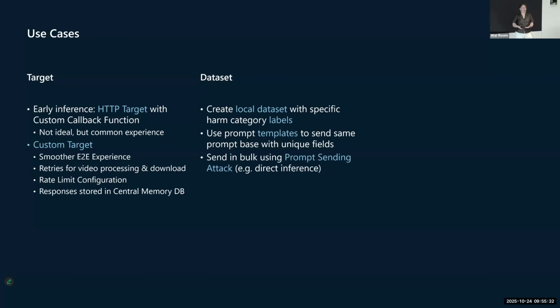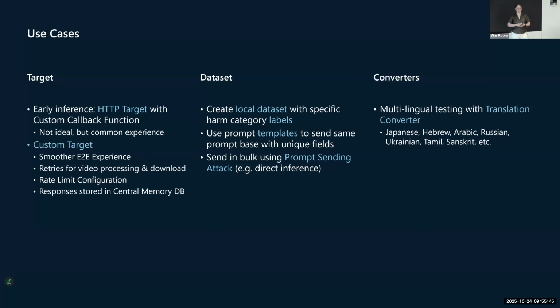And the primary thing that we ended up doing here was just using PyRIT to send attacks in bulk. And so we call that the prompt sending attack, which is basically just direct inference. So nothing super fancy on the attack scenario here, but it did help us accelerate that aspect.